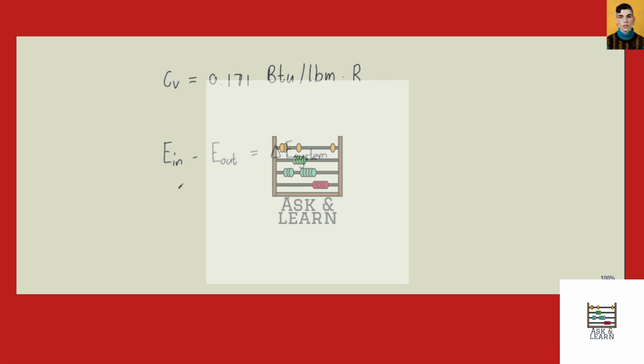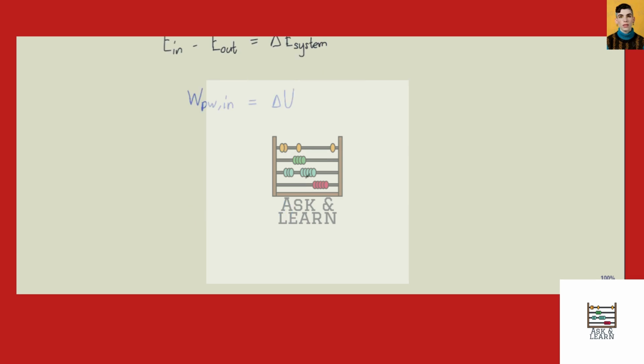Now, since the air is a closed system, no mass crosses the boundaries, we can use the energy balance equation that the energy in minus the energy out is equal to delta E for the system, the change in energy of the system. Now, the only energy in here is due to the paddle wheel work. So the work done by the paddle wheel into the system is responsible for a change in internal energy of the system, delta U. And this is equal to mCv delta T, or T2 minus T1, where m is the mass of air.